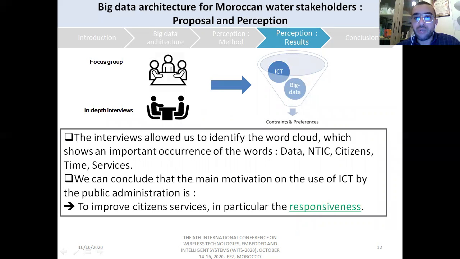The interviews allowed us to identify the word cloud, which shows an important occurrence of the words data, ICT, citizens, time, services. We can conclude that the main motivation on the use of ICT by the public administration in Morocco is to improve citizens' services, in particular their responsiveness.